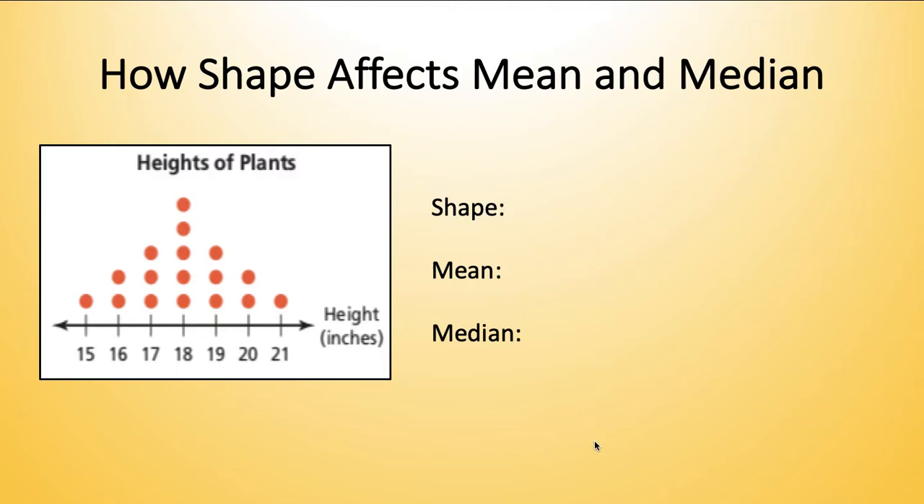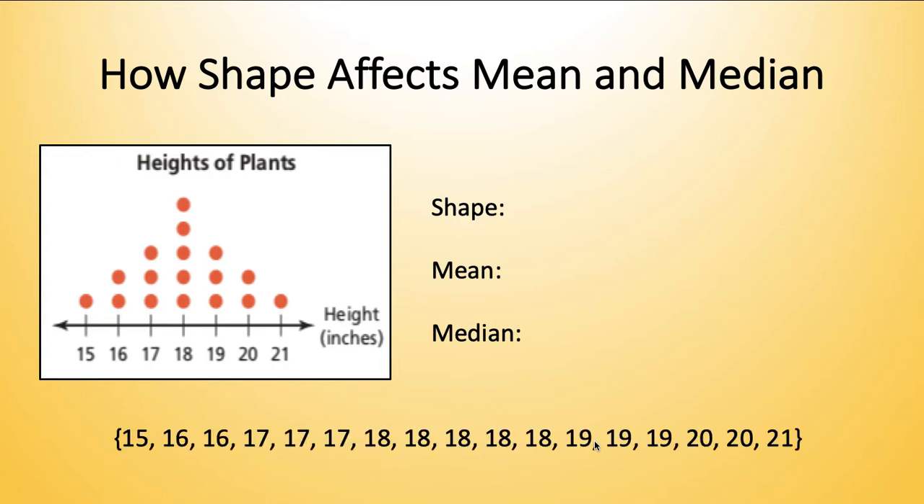In the first part of this video, we are going to look at how shape affects the mean and median of a data set. On the left, I'm seeing a dot plot, and these are the data values that were graphed into the dot plot. And as we can see in the title, these values all represent the heights of plants. So some of the plants were 16 inches tall, some were 18 inches tall, etc.